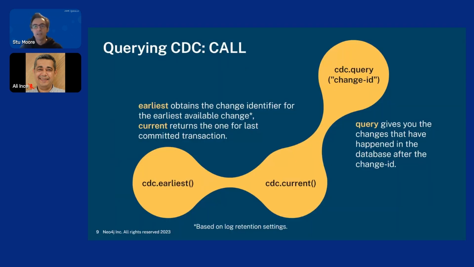How do you query CDC? We provide three procedures. CDC earliest. This will help you retrieve the change identifier for the earliest change event in the logs. CDC current returns the one for the current committed transaction. Then CDC query can be used to provide the change identifier to CDC and then return all the changes since that event. Your application needs to track which identifier it has read, and this is known as a cursor.